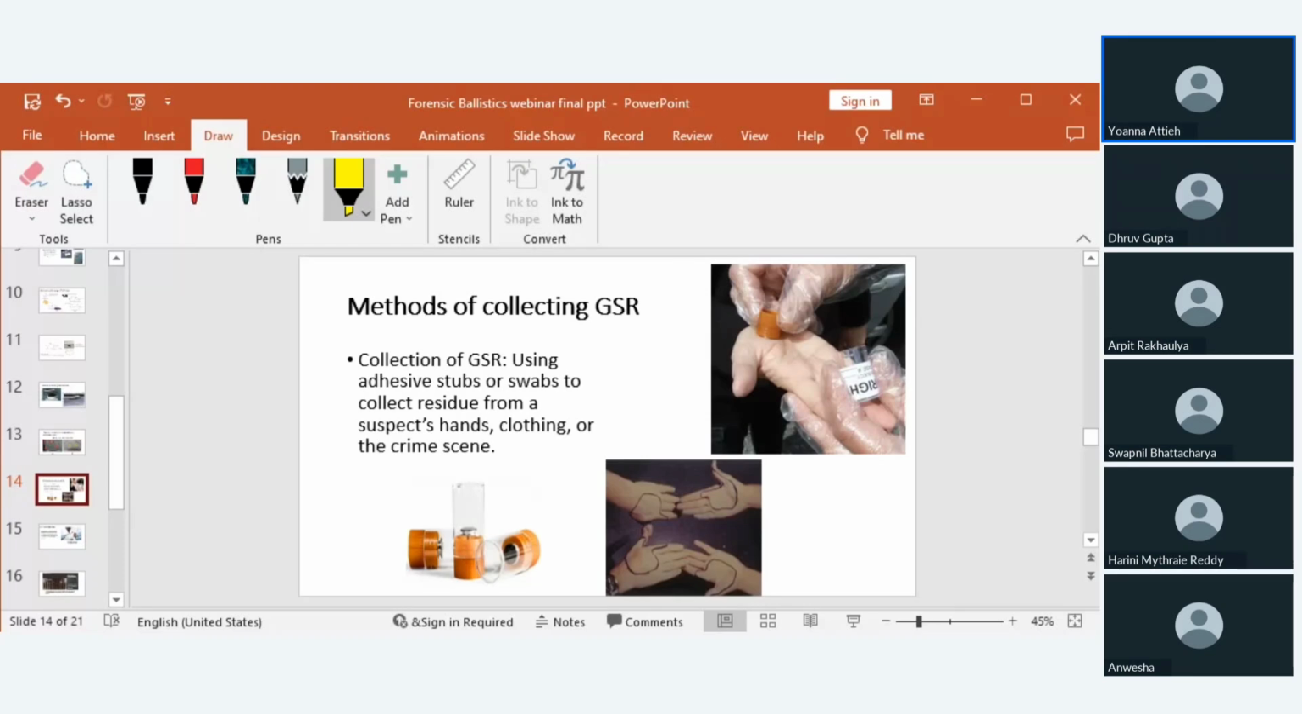So the presence of these particles is often used to determine if a person has discharged a firearm. Now, talking about the methods of analyzing GSR, we have so many methods and we're going to illustrate each of them. We're going to talk about the NAA, which is the neutron activation analysis. The neutron activation analysis, guys, can detect barium and antimony.